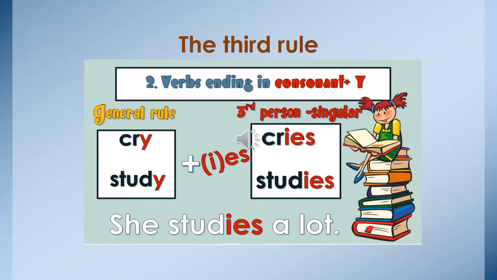The third rule is when the verb ends in a consonant plus y. You can see two verb examples: cry and study. The ending of these verbs is cries and studies. Example: he studies a lot.